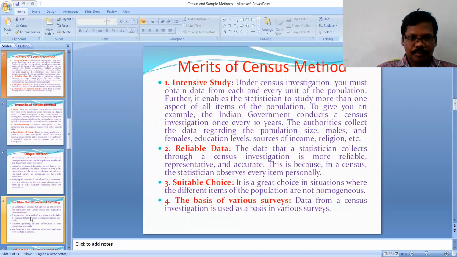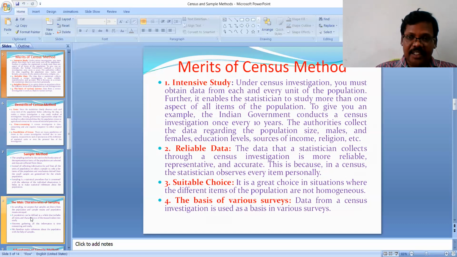Before going to the sampling method, what are the merits of the census method? These are some important merits, or advantages, we can see through the census method, the population method, like intensive study. It is an intensive study. Why is it an intensive study?